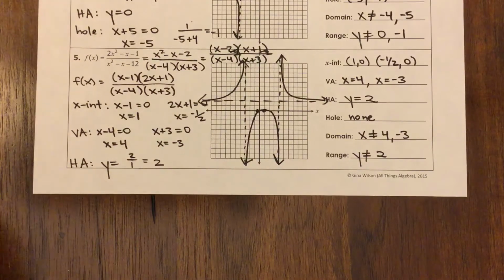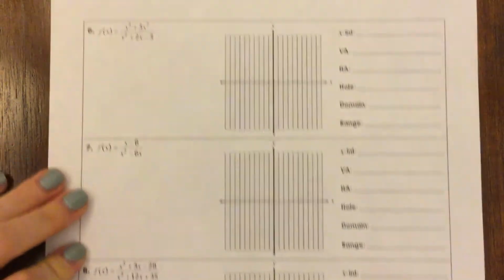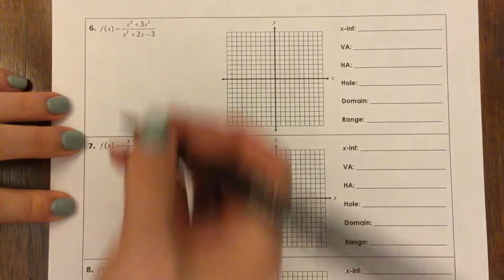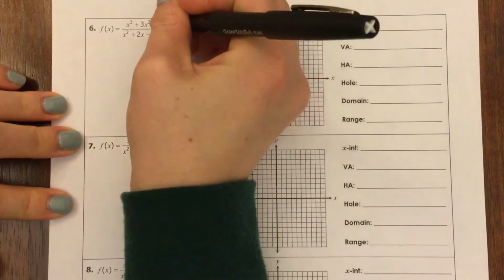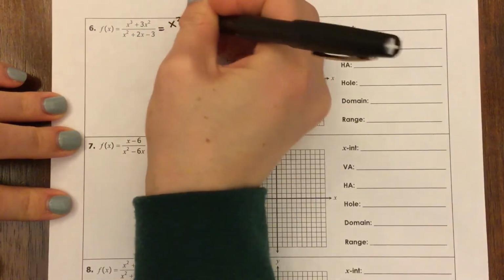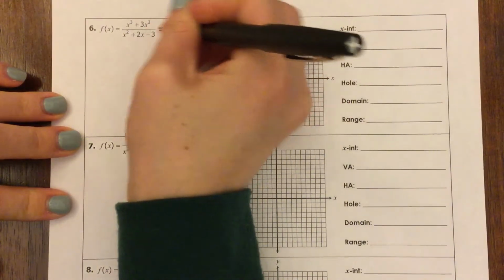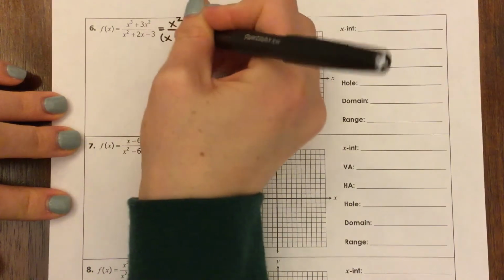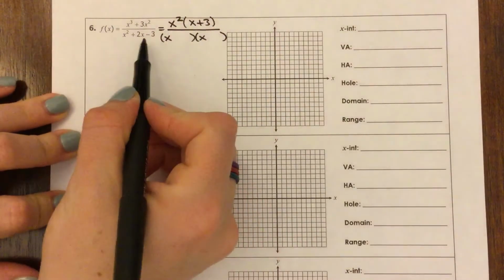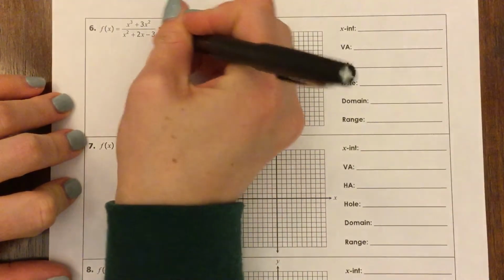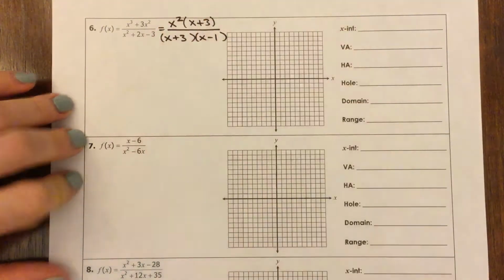All right, so I want to look at number 6. This one's going to be an interesting shape. So step 1 is to simplify any factoring and canceling that we can do. So the numerator, I can factor out a common x squared, and that leaves me with an x plus 3. And then the denominator, this is a quadratic, so I'm going to factor it down, x times x. And if you look at the numbers, they're supposed to multiply to a -3, and they're supposed to add to a +2. So that would be a +3 and a -1.